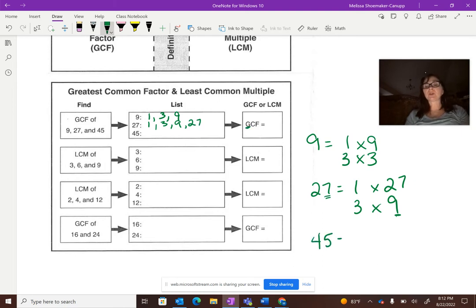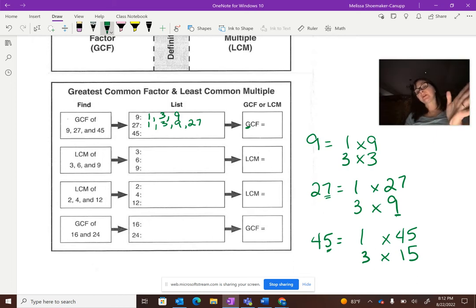So last one, we're going to do 45. 1 times 45. 2 is not going to go in there because 5 is odd, so I can't cut it in half. So 3. I know from a lot of experience that's 15, but once again, use your multiplication chart. I can help you with that if you don't know how.